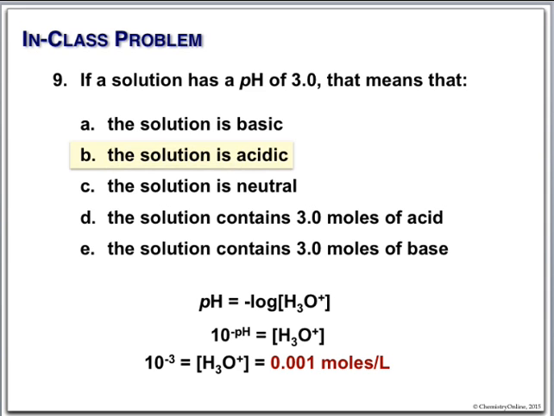The other thing to basically remember is, just on the scale, if your pH is less than 7, it's acidic. If it's greater than 7, it's basic.